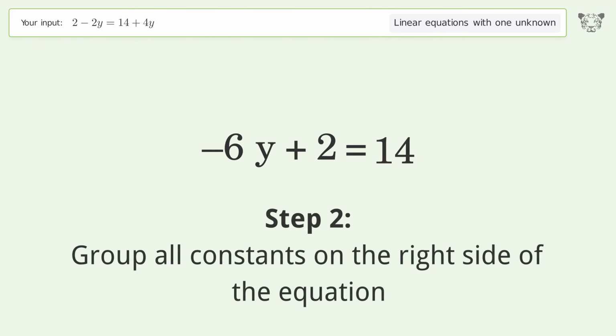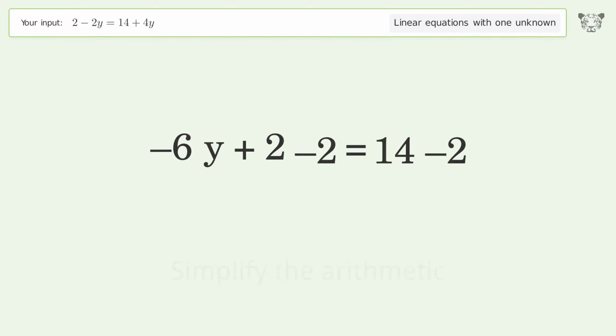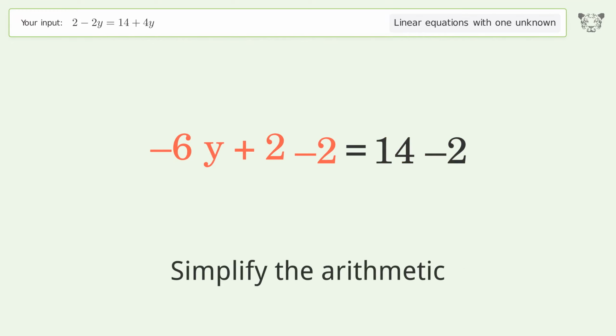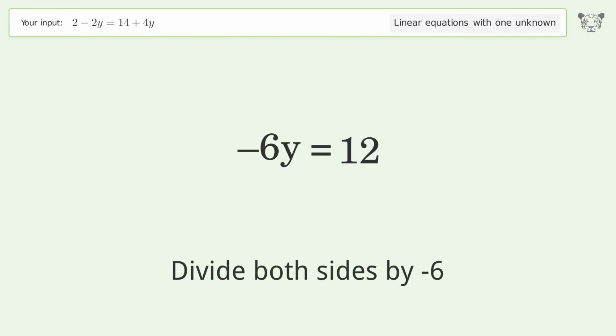Group all constants on the right side of the equation. Subtract 2 from both sides. Simplify the arithmetic. Isolate the y. Divide both sides by -6.